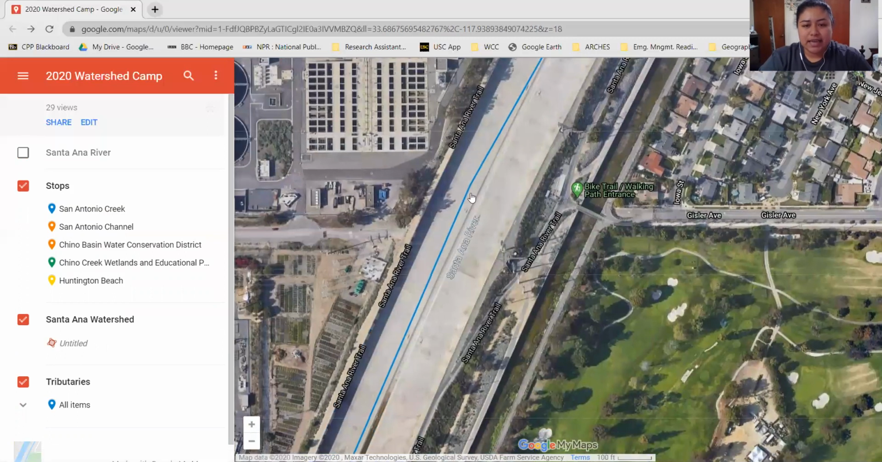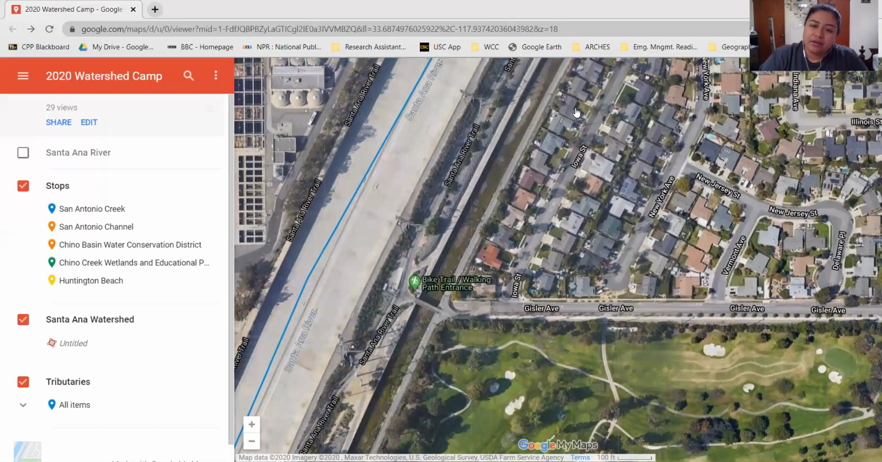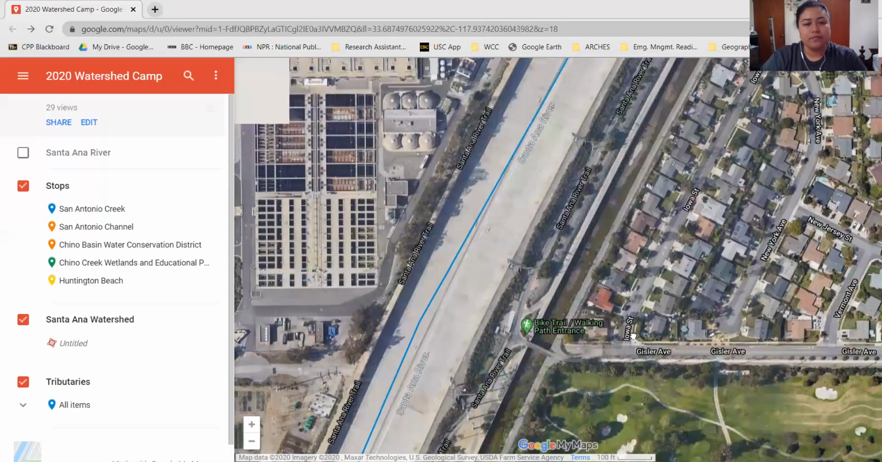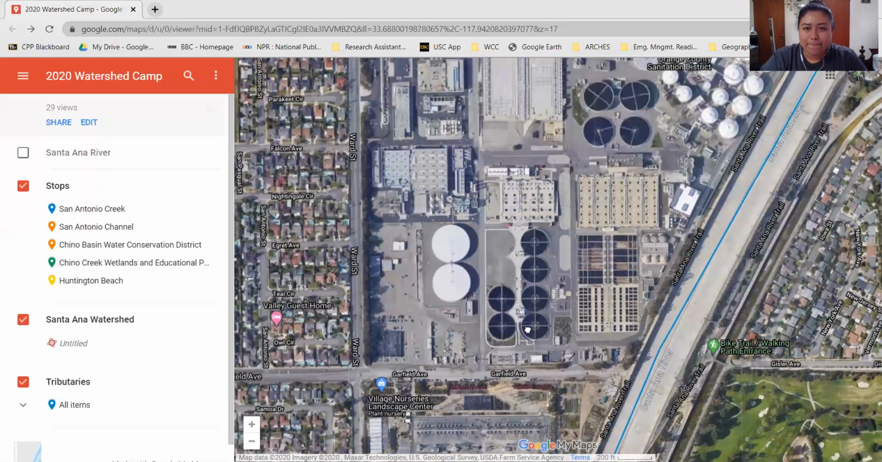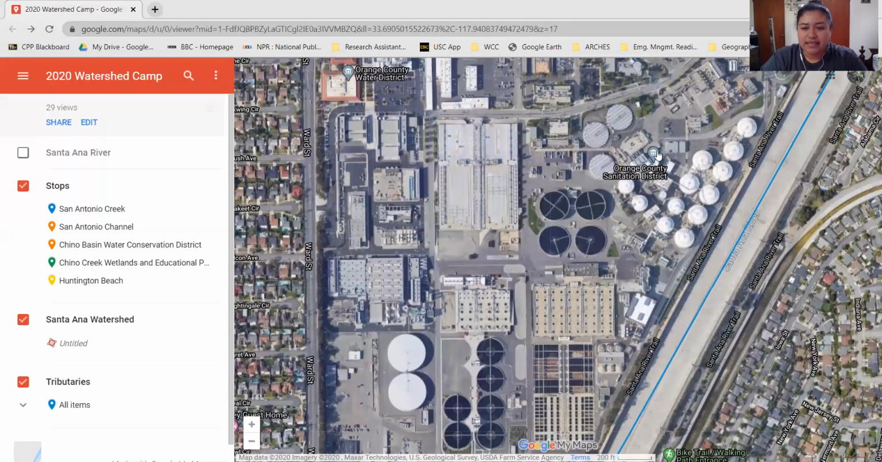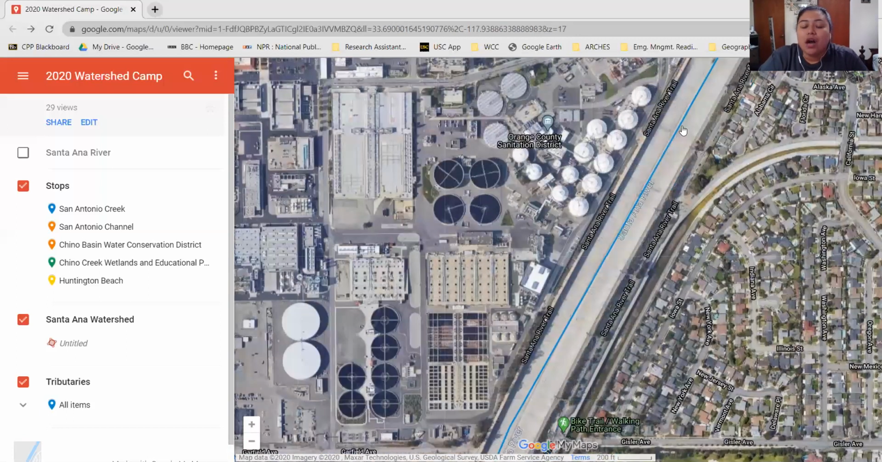Now, as you can see, the Santa Ana River has a concrete channel. And what this means is that humans actually laid down the concrete and force the water to go in a specific direction. And this is the case because if you look around, what do we have here? We have houses, we have businesses. This is the Orange County Sanitation District. So the concrete channel is very important to keep these areas surrounding it from flooding.